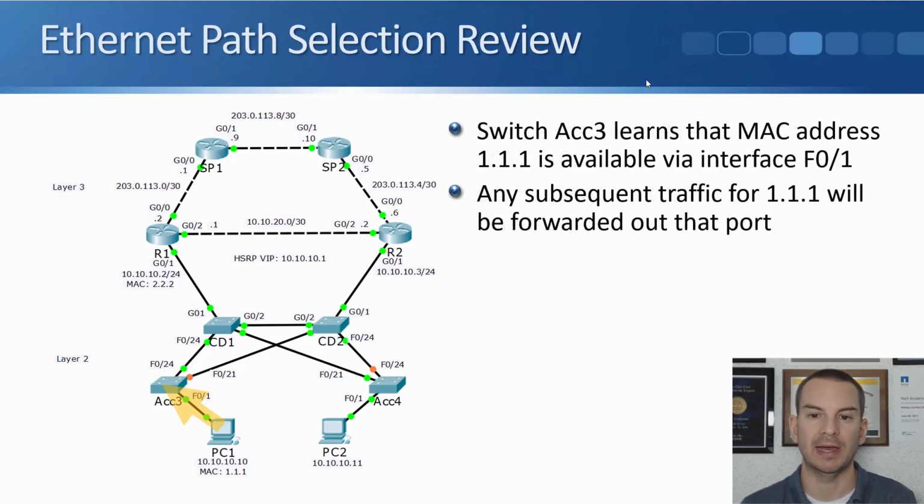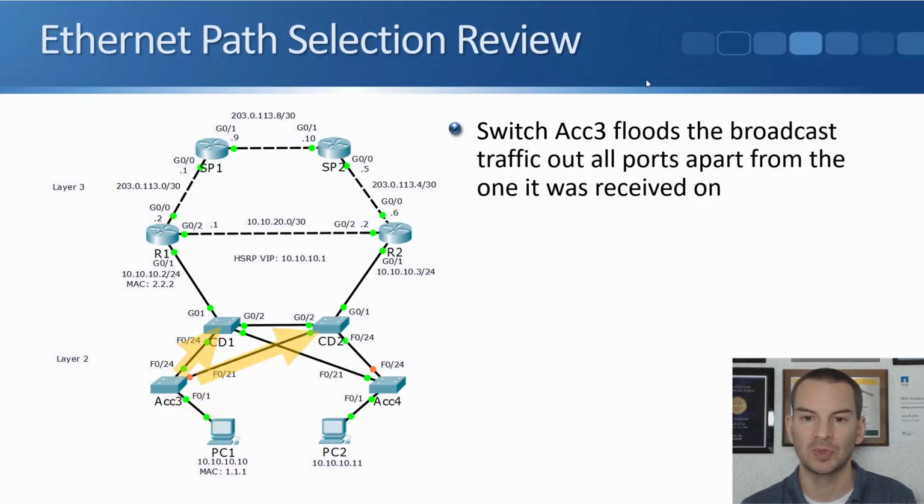So PC1 sends that out and it will hit switch access 3. Access 3 learns that MAC address 1.1.1 is available via interface fast0/1 because it saw that as the source MAC address in the incoming frame. Any subsequent traffic that is going to 1.1.1 that hits switch access 3 will be forwarded out port fast0/1. Switch access 3 floods that broadcast ARP request out all ports apart from the one it was received on.